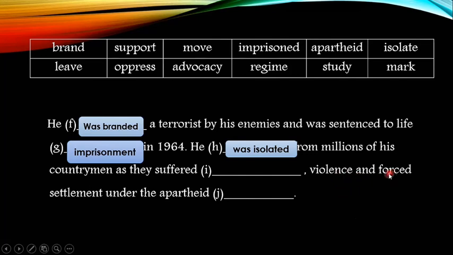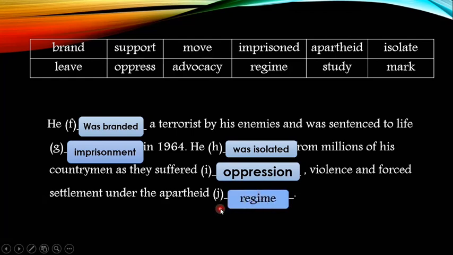These words are in noun form, so this one should also be in noun form. Oppression. We have here oppress, verb, but we have to take it into a noun form. Violence and forced settlement under the apartheid. Apartheid what? When the apartheid prevailed. So apartheid regime.